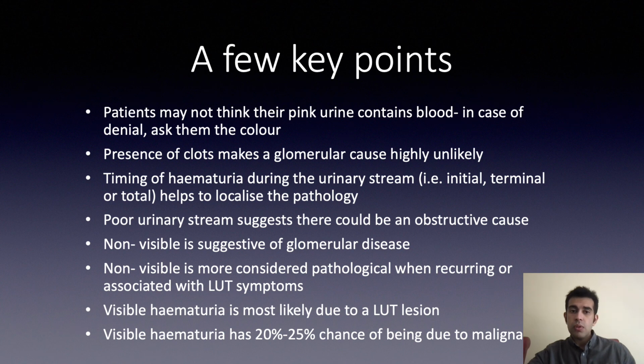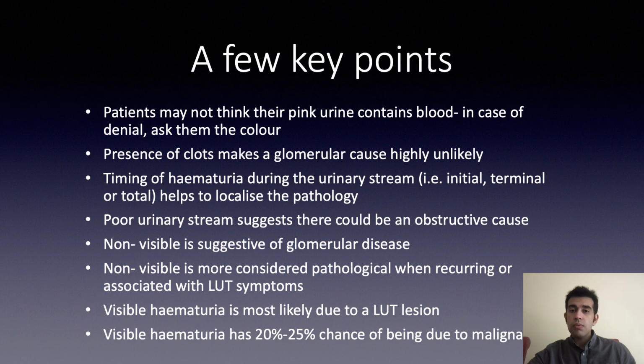Obviously, the presence of clots makes a glomerular cause highly unlikely, as it's probably more distal in the tract. The timing of the hematuria during the urinary stream, i.e. initially, terminally, or throughout it, can also help localize the pathology. A poor stream may suggest that there is an obstructive cause.